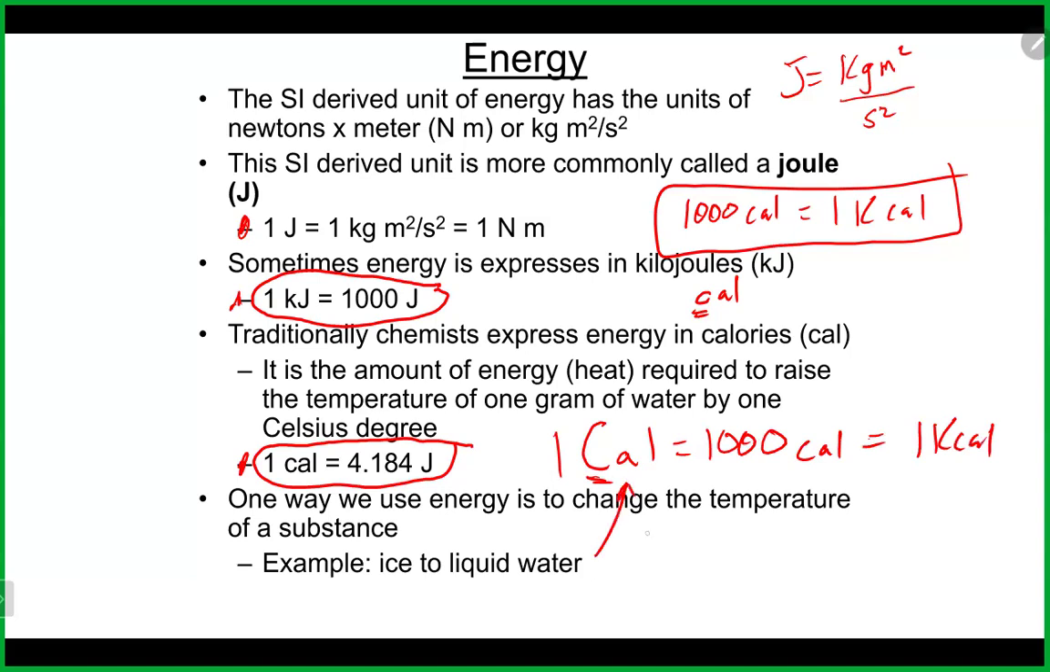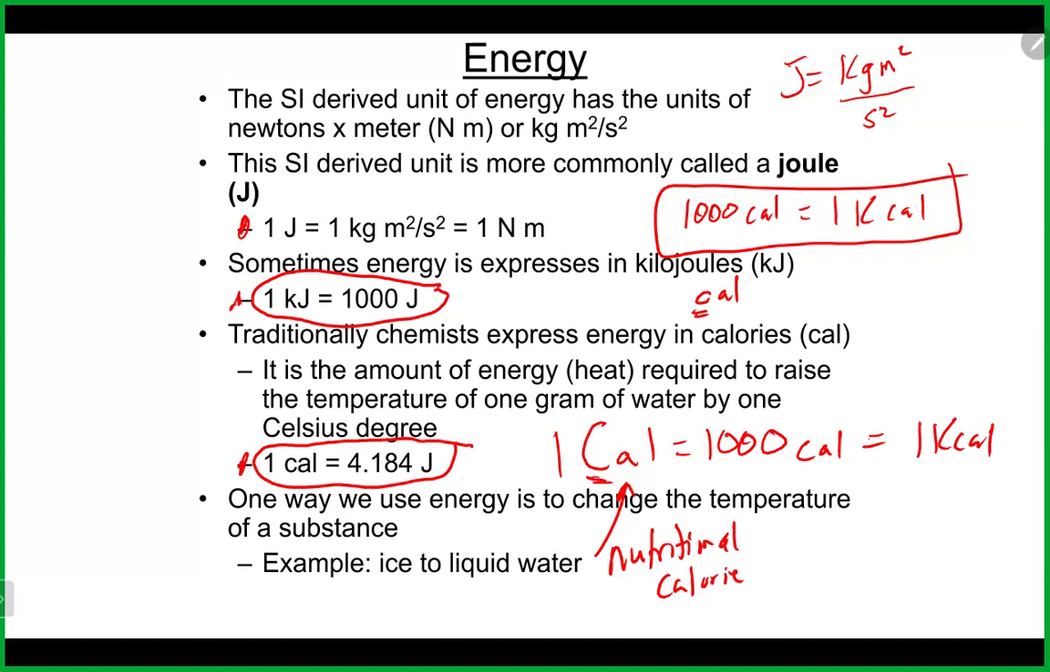This is what is sometimes referred to as a nutritional calorie, like your food. So capital C is a nutritional calorie, which once again is 1,000 of the little guys and equal to 1 kilocalorie. We use energy to change the temperature of a substance, and heat and energy flows from cold to hot, hot to cold. Which way does it go?